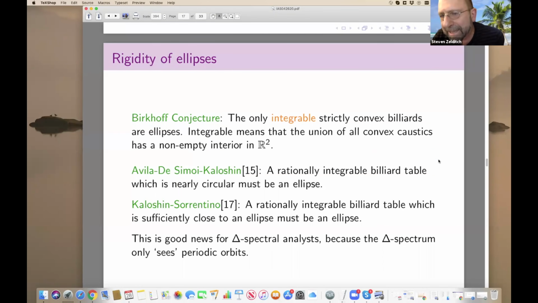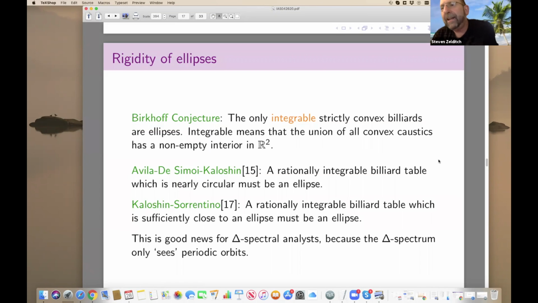That's a technical definition, but you can imagine that the curvature function of the boundary has to be sufficiently close to 1. So if it's nearly circular, it must be an ellipse. Later, Kaloshin and Sorrentino proved the same result, but when you're close to an ellipse and you're rationally integrable, you have to be an ellipse.